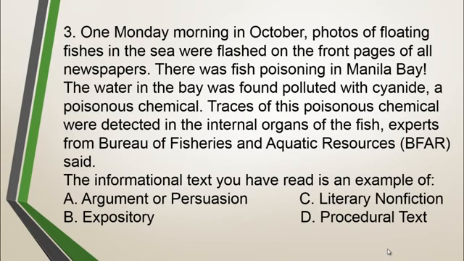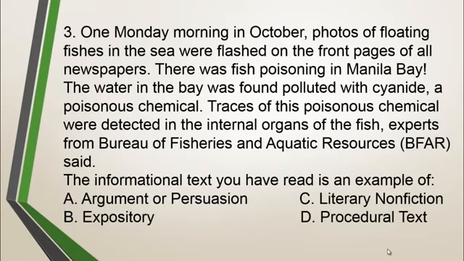3. One Monday morning in October, photos of floating fishes in the sea were flashed on the front pages of all newspapers. There was fish poisoning in Manila Bay. The water in the bay was found polluted with cyanide, a poisonous chemical. Traces of this poisonous chemical were detected in the internal organs of the fish. Experts from the Bureau of Fisheries and Aquatic Resources, BFAR, said. The informational text you have read is an example of A. Argument or persuasion. B. Expository. C. Literary nonfiction. D. Procedural text.